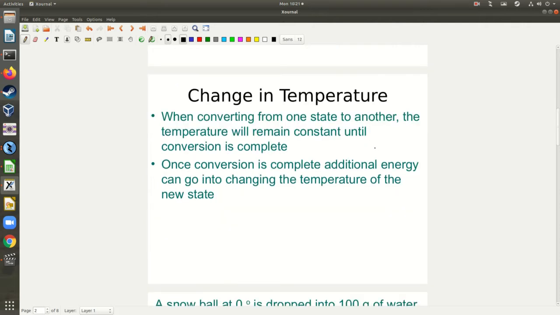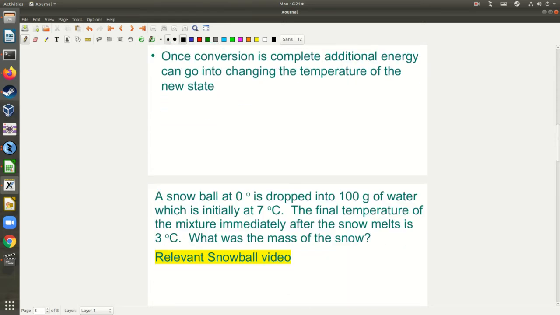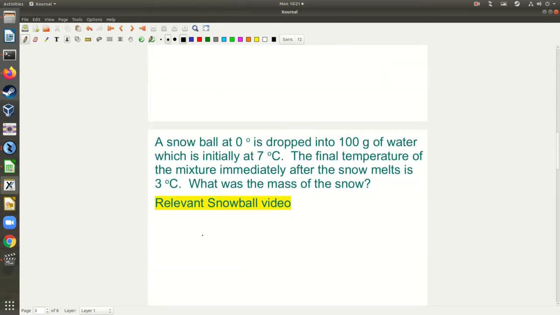As stated before, when converting from one state to another, the temperature will remain constant. That is key. You have to think of it as going through an entire phase change, and everything has to change over until you can proceed with a temperature change. And so I will do an example problem later on that illustrates that.